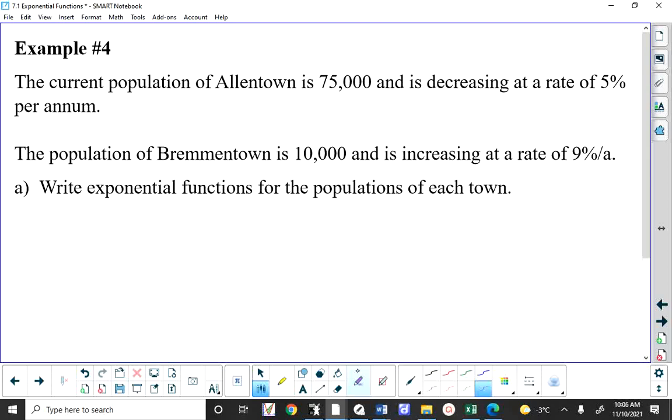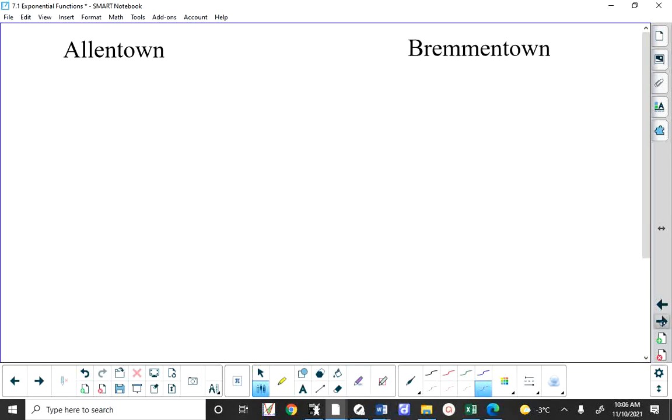What are the exponential functions for each of the towns? Now, I just want to begin here with a rough sketch of these. Is it the case that Allentown is decreasing? And it's decreasing at 5%? So you can choose to sketch these or not. It's not really important. But this is what the graph for Allentown is going to look like.